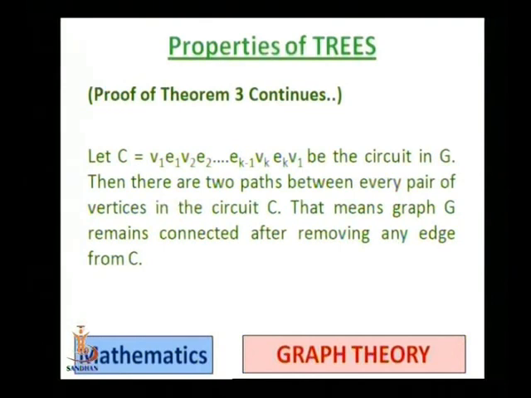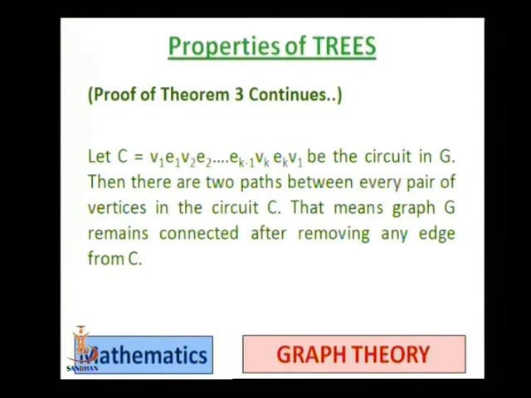In this circuit, we can go from right, clockwise or anti-clockwise. If you give the direction, then we have two paths to reach from one vertex to another vertex, from any two vertices of this circuit.